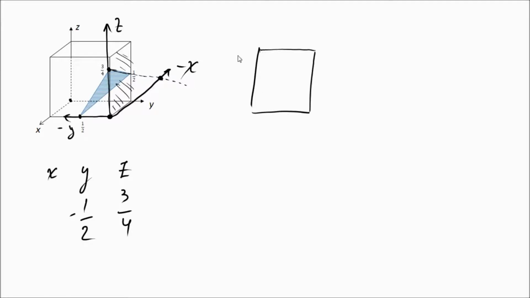This is z-axis and this one is negative x-axis, but for now I will take everything positive and later will compensate for the negative sign. This is 3 over 4 point, this one 1 over 2. So this line comes like this and somewhere intersects x-axis. I need to find this point.